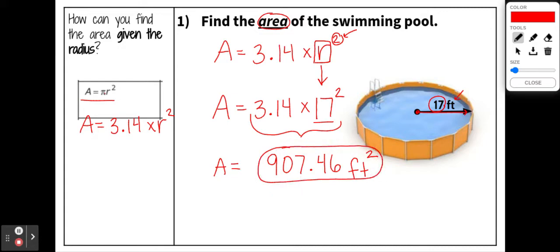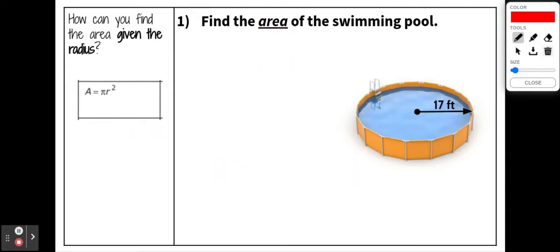Now remember that area is how many square units. I know my drawing isn't to scale, but if we broke up the pool into little squares that were each 1 foot by 1 foot, 907.46 is how many little square feet would cover that pool. Pretty cool. Pretty big pool. Think about that pool. It has a 34-foot diameter going all the way across. I'd like to swim in that one.